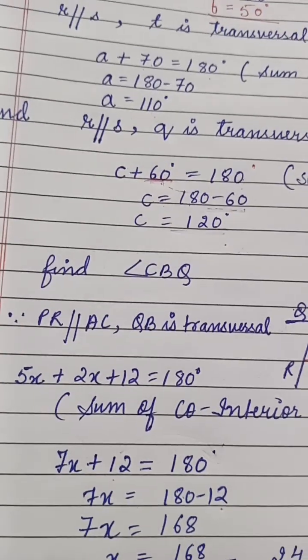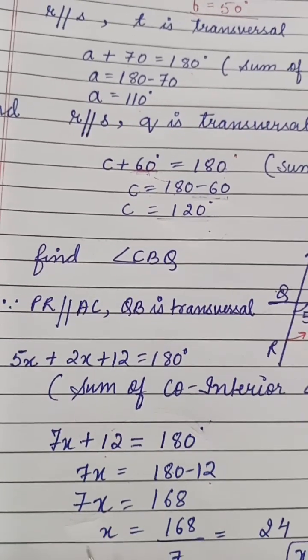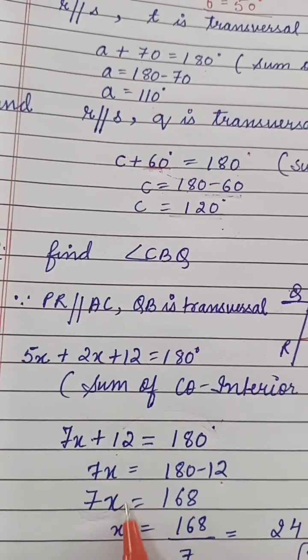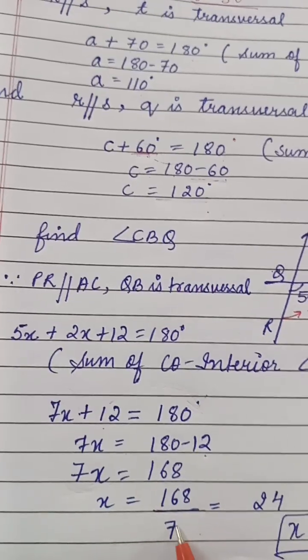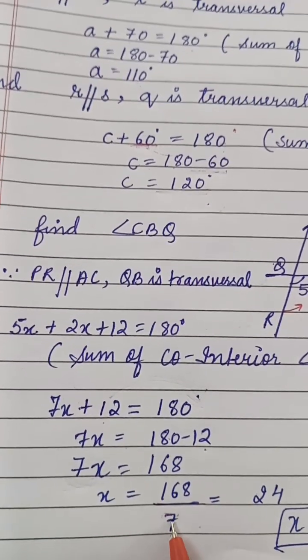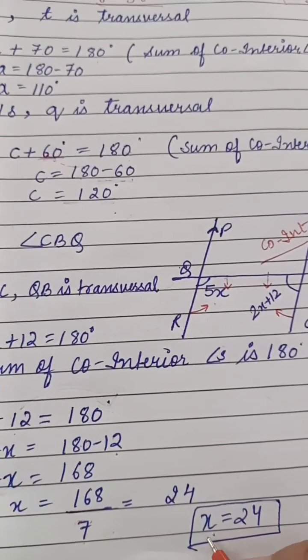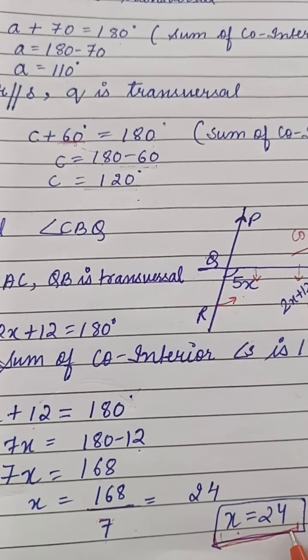Again check: is there any number on the left hand side? 7. So 7 here is being multiplied by x. On the right hand side it will come to the division. Yes, it's going to divide 168, and your answer is 24. We get the answer of x over here.